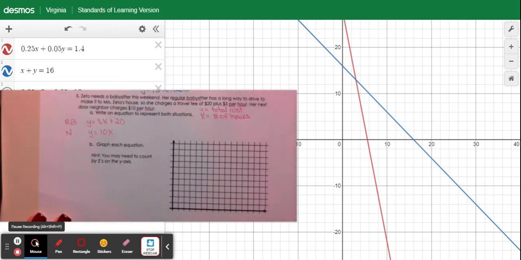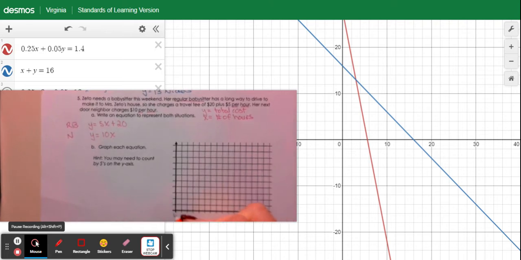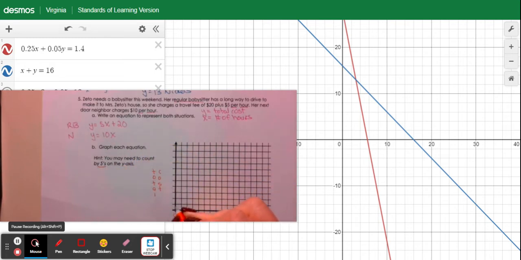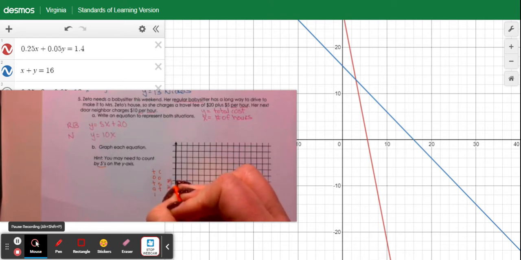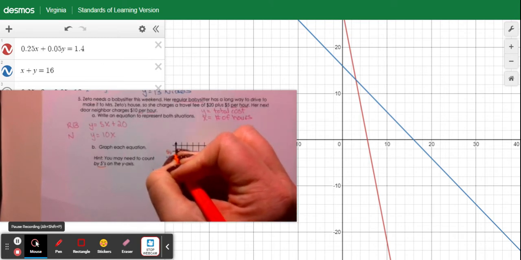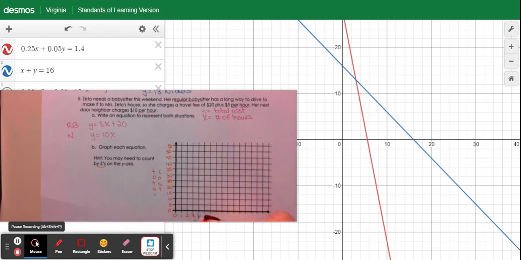So I can graph both these equations. Now it looks like I got some labeling to do. I have 0, 1, 2. This is going to be x, the number of hours. And this will be the total cost. Looks like I'm going to count by 5s. So 5, 10, 15, 20, 25, 30, 35, 40, 45, 50, 55. And 1, 2, 3, 4, 5, 6, 7, 8, 9, 10, 11, 12, 13, 14, 15, 16.